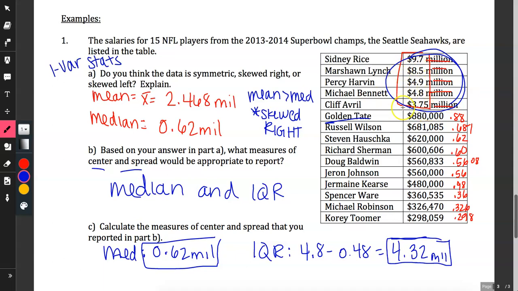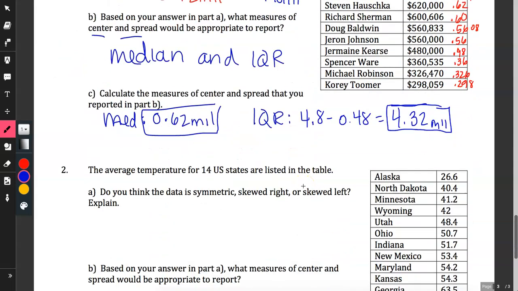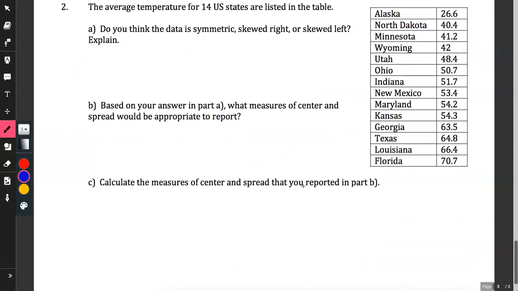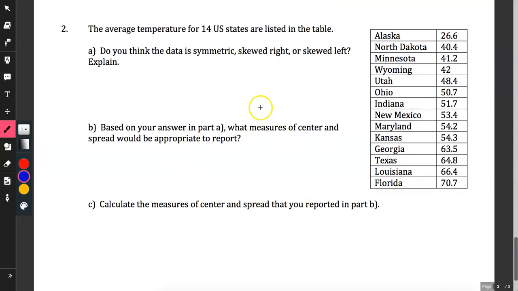Okay, I want you to try the next one on your own. See if you can get the mean and median, and then answer all the questions here.